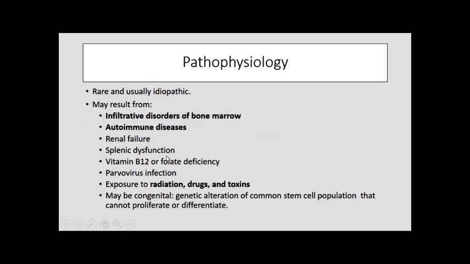This is rare, remember, usually it's idiopathic, we don't know why it happens in some people, but in some cases it may result from infiltration of the bone marrow by cancers. It can be a leukemia, can be a cancer anywhere that infiltrates the bone marrow. Some autoimmune conditions, imagine we develop antibodies against the stem cells in the bone marrow, so they are going to stop working. Renal failure, splenic dysfunction, deficiency or a very severe deficiency of folate and B12.